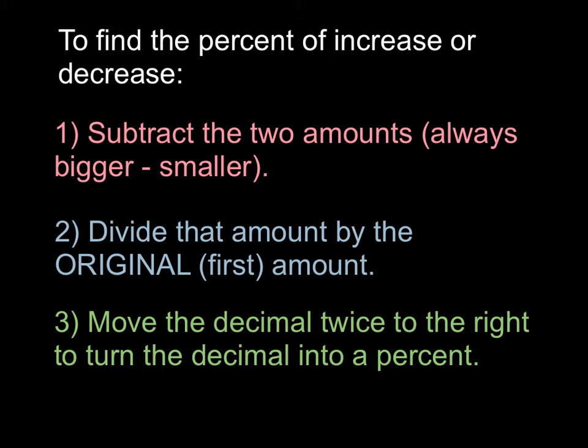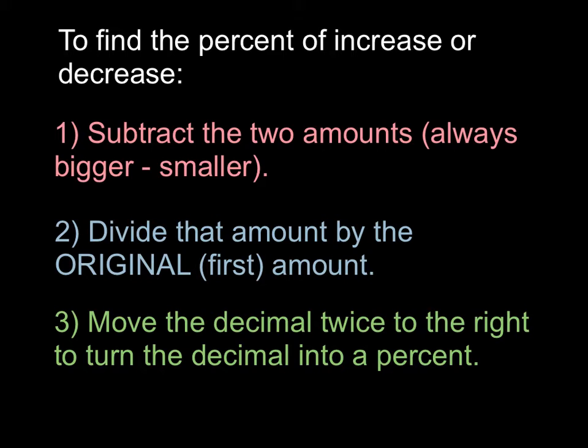To find the percent of increase or decrease, it's a pretty simple way. The first thing you're going to do is subtract the two amounts, and you're always going to do the bigger number minus the smaller number. Then you're going to take that number that you get after you subtract them and divide that by the original amount. So that's the first amount, what it was to begin with. It's not always the bigger number, it's not always the smaller number, it's whichever one happened first.